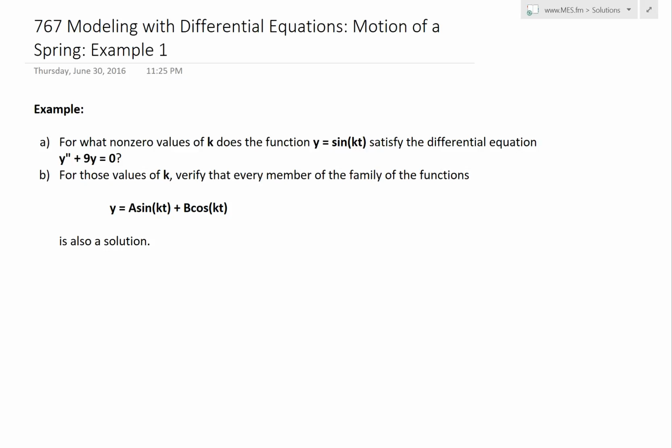Hi, it's time for another math easy solution. Time to discuss further into modeling with differential equations and look at motion of a spring and go over example 1 of the example video series.